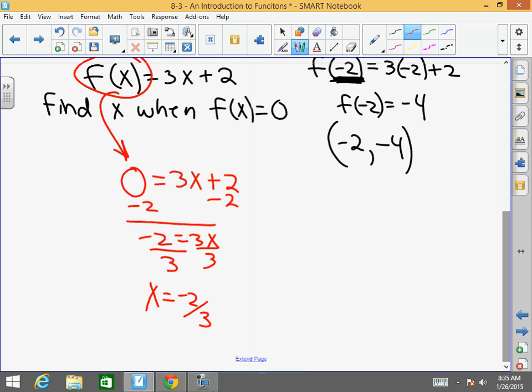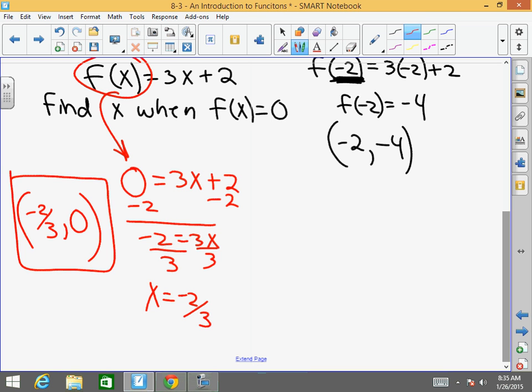What would the ordered pair be here? Negative 2 over 3, comma 0. What did I just find here? The x-intercept. Very good. When you find the x-intercept, sometimes they call that finding the 0.